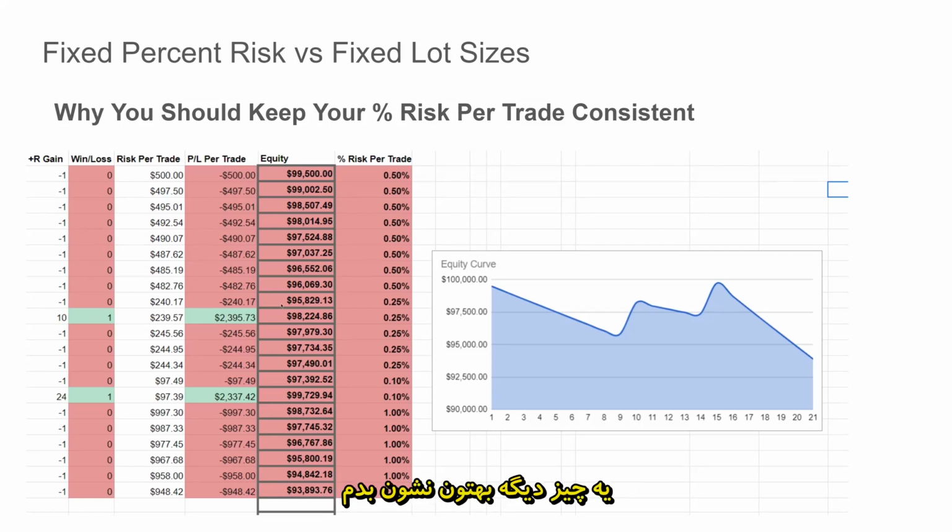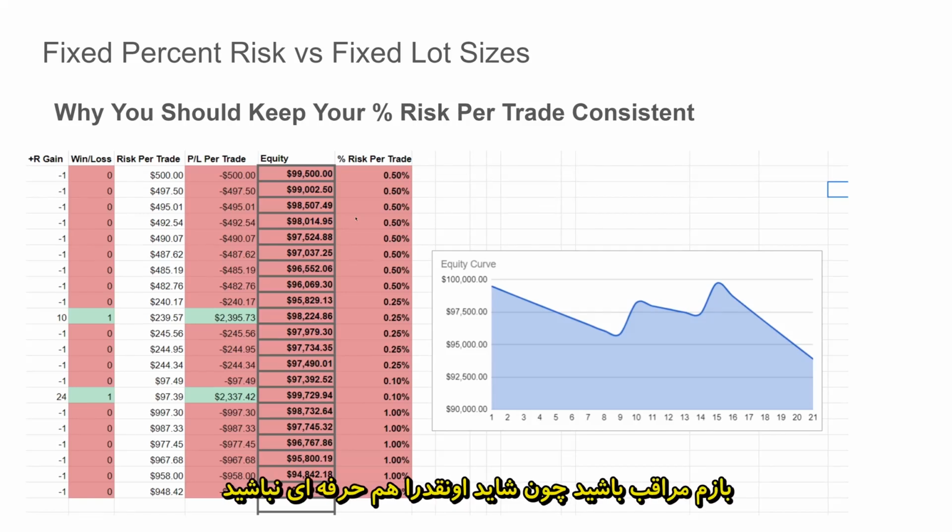But I want to show you guys another thing you got to be pretty careful of, right? And again, I'm guilty of doing this, which is why I'm showing you guys why you should keep your percent risk per trade consistent. You have to keep it consistent, right? Unless you're a super advanced trader. But even then, I don't want to say that. And for those of you that maybe think you're at that level, you might not be. So just please be careful, right?